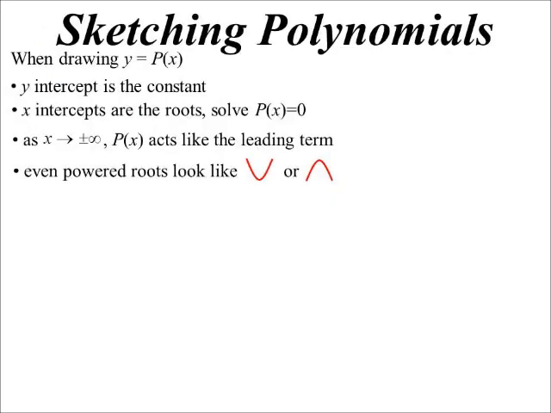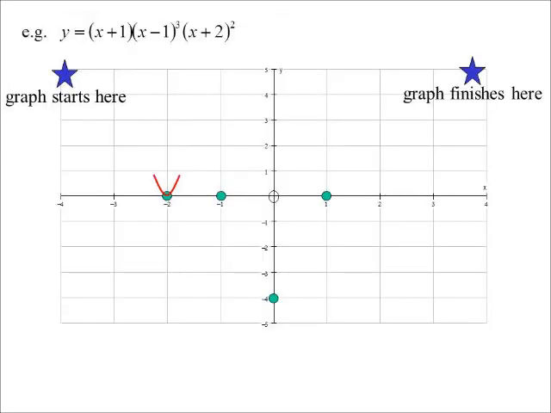Now the actual x-intercepts themselves, they behave like the factor. So if it's to an even power, then it will have that U shape like an even power would. And the higher the power, the flatter at the base, the steeper at the sides. So we've got an even power there at -2. Now I know it starts up here. So if it's going to be a U shape, then I must turn at -2. I must just come down and touch at that point.